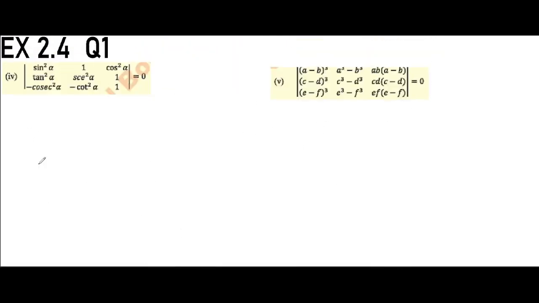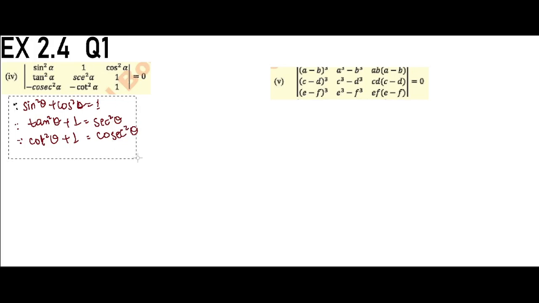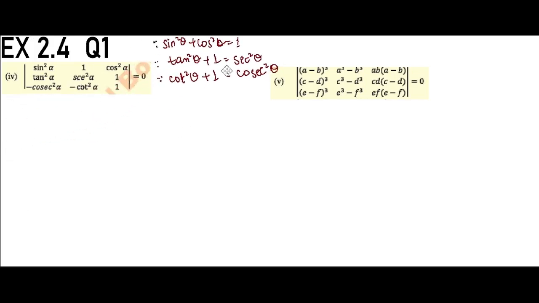For this fourth part, we must know all the trigonometric formulas that we have. The first one is sine square theta plus cos square theta equals 1. Then another is tan square theta plus 1 equals secant square theta, and cot square theta plus 1 equals cosecant square theta. Now we are going to use all of these formulas in this question, part number 4. So it's over here.